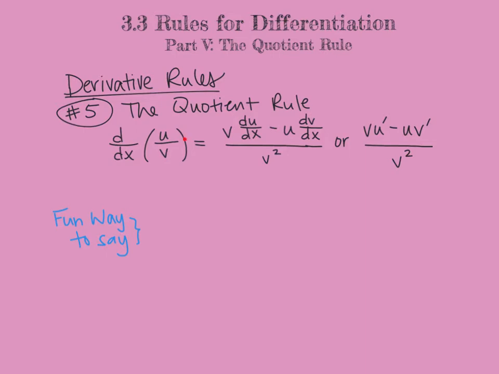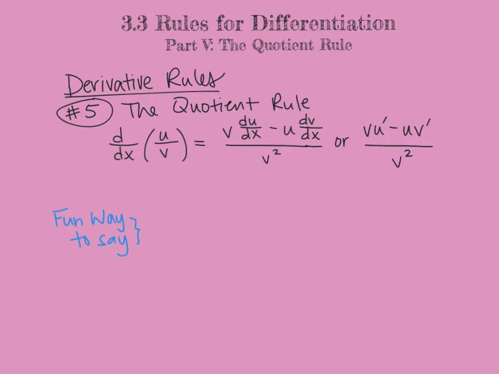But overall, when we have two things, those things might be monomials, one term, or larger polynomials. When they're being divided, what we do to find the derivative is we take what's in the denominator, v, times the derivative of the numerator, u, minus the numerator times the derivative of the denominator, all divided by the denominator squared. So I wrote it in two different ways. Instead of du dx and dv dx, I wrote u prime and v prime respectively.